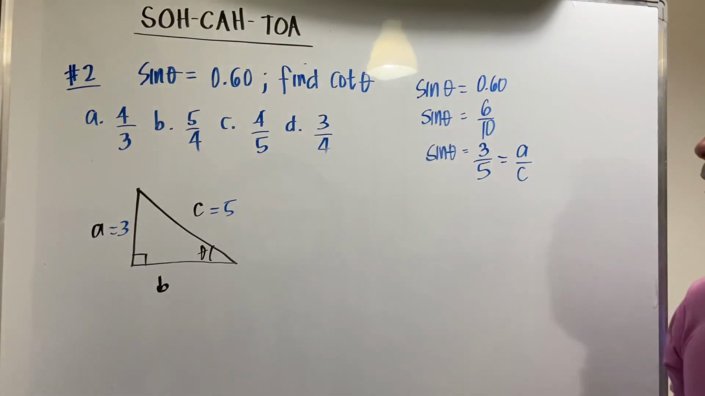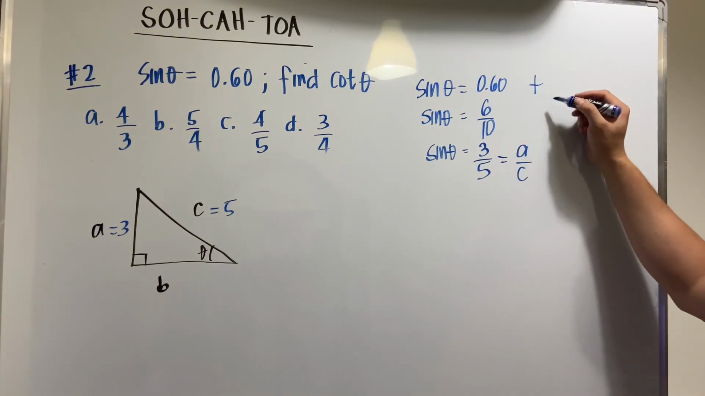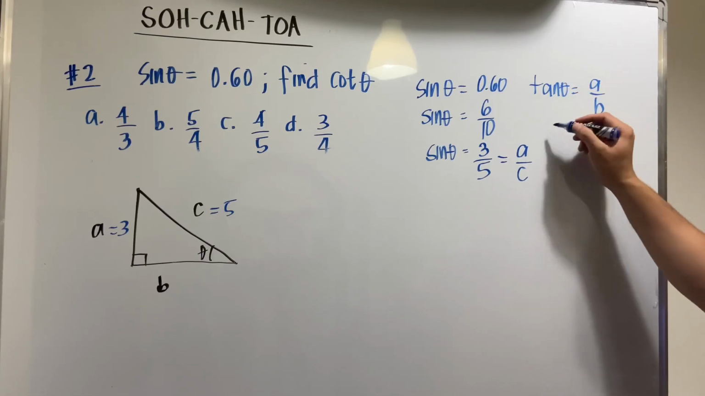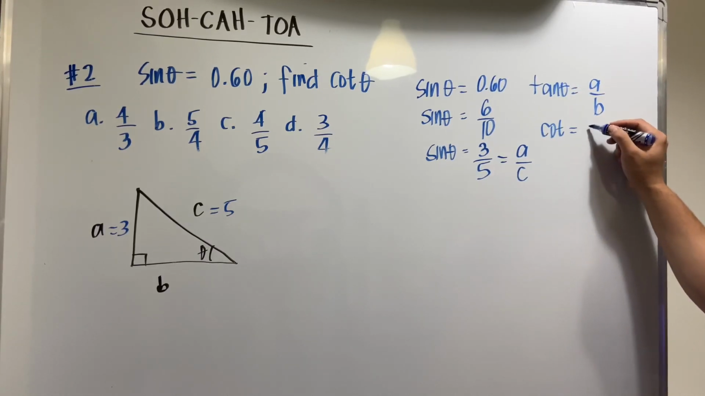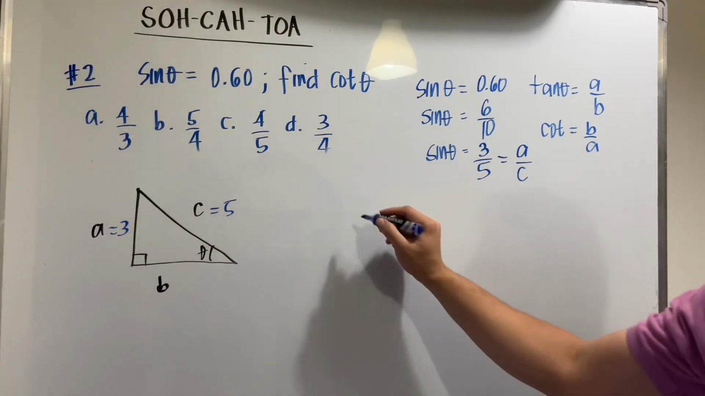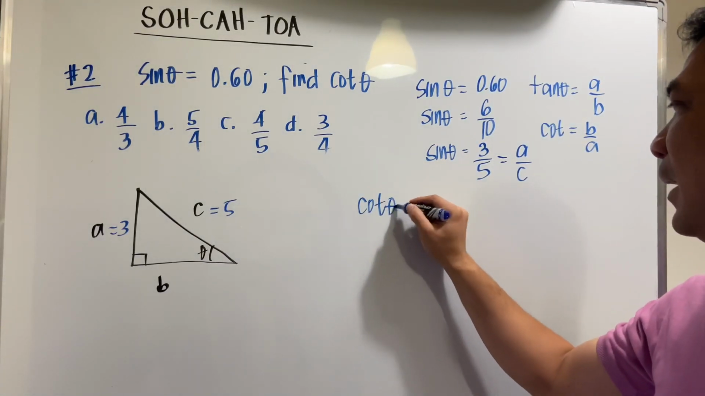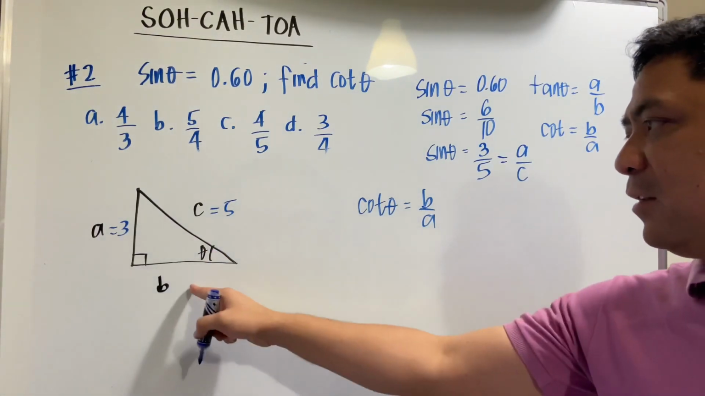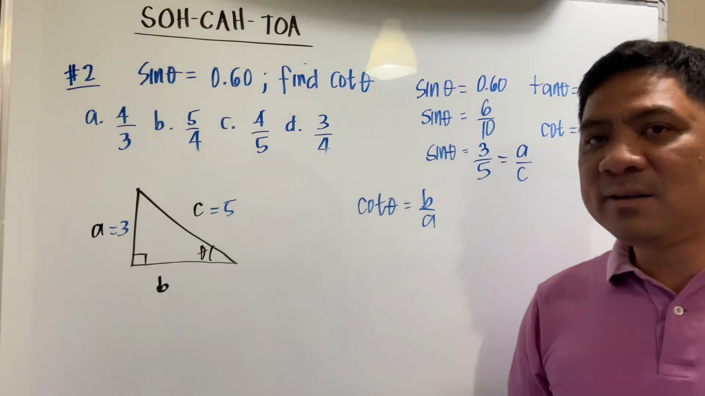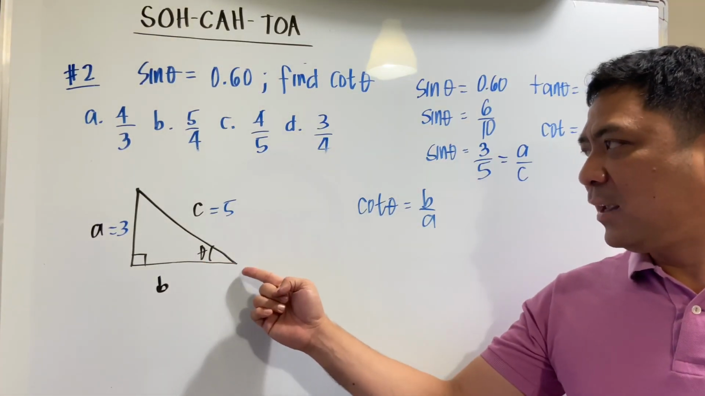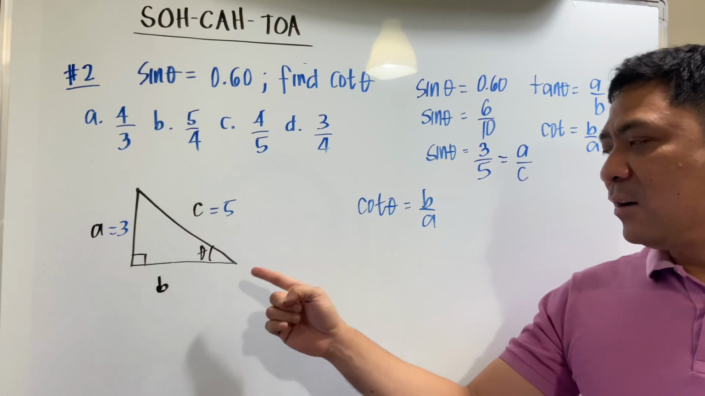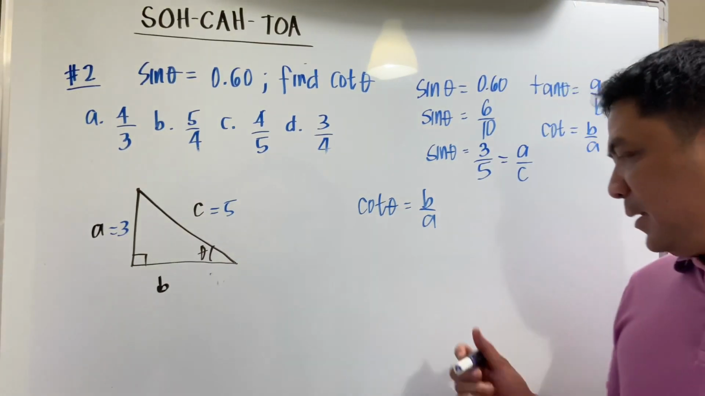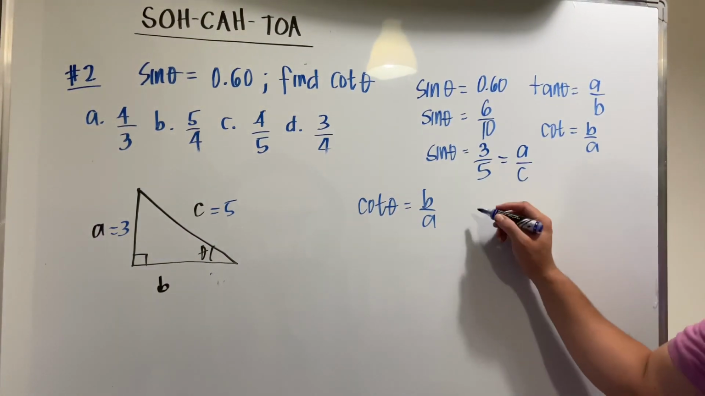Now we are asked to find the tangent. So cotangent, sorry. So tangent theta is equal to A over B. The reciprocal of tangent is your cotangent, which is B over A. Therefore, cotangent theta is equal to B over A. In this case, we don't know the value of your B, but you can solve it in many ways since you know the theta. You can use sine theta or cosine theta to get the value of B, or use the Pythagorean Theorem. In this case, we can get B using the Pythagorean Theorem.